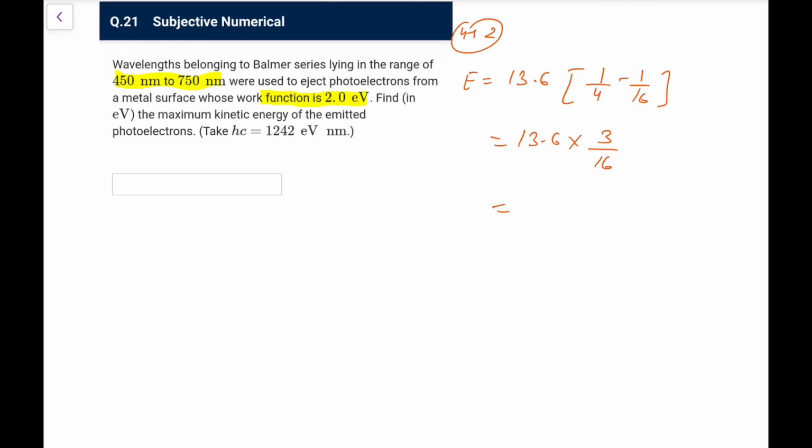You can make it out. And 13.6 by 16 is 0.85, so 0.85 into 3 would be 2.55 eV. So this is the energy, and the work function is 2 eV. So the maximum kinetic energy is 0.55 eV.